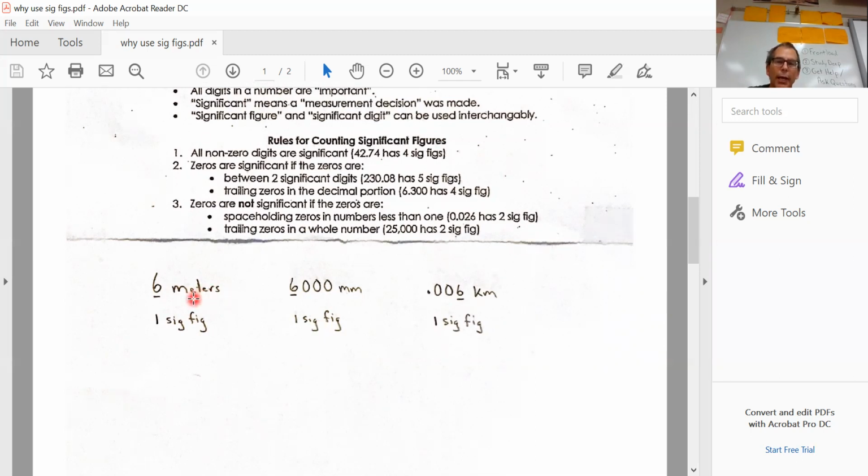Let's say I go the other way. I take 6 meters and I say 0.006 kilometers. Again, I'm pretty confident it's between 0.005 kilometers and 0.007 kilometers, but the range of error is still plus or minus 0.001 kilometers, 1 sig fig. So are these zeros important? Yes, as placeholders, but they're not measurement decisions. Are these zeros important? Yes, as placeholders, not significant figures.